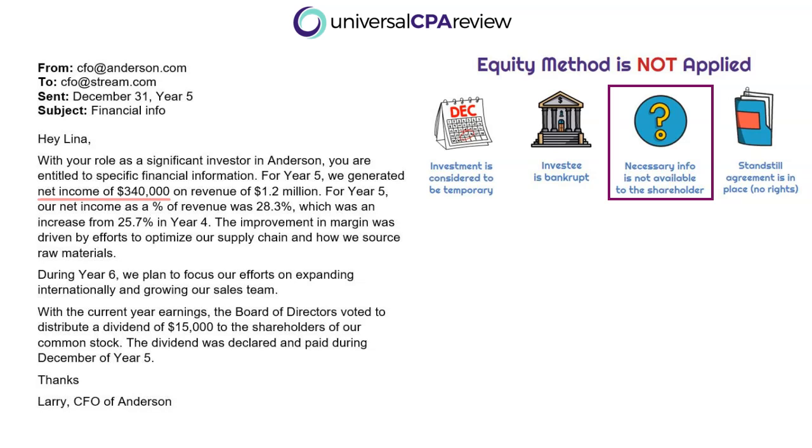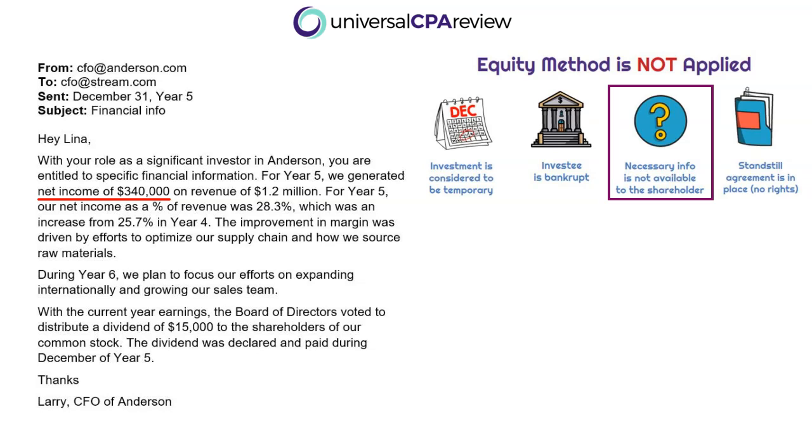That's great. It says for year 5, we generated net income of $340,000 on revenue of $1.2 million. That net income figure of $340,000 is going to be key, because we need to base our percentage ownership on it and reflect that in our journal entry. It also tells us some other information about the operations, like net income as a percentage of revenue. That's great. It improved. They talk about why the margin improved. Then it talks about how they plan to expand in year 6.